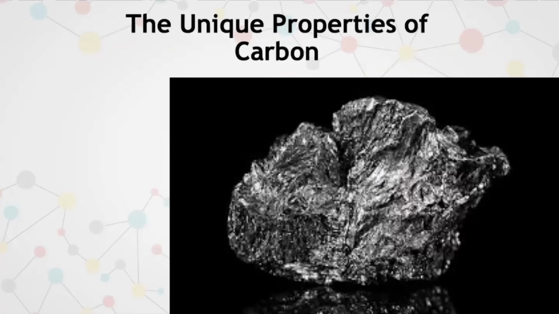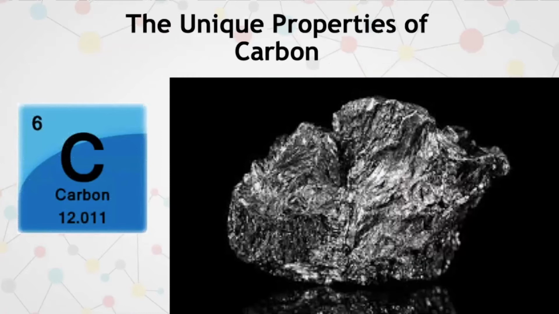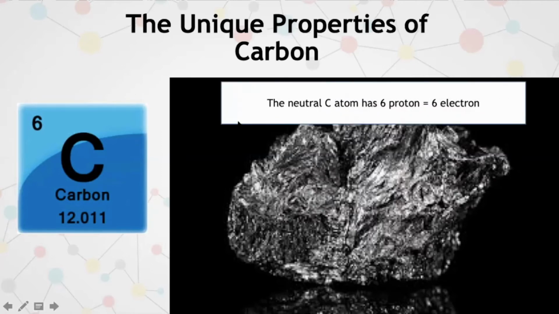Unique properties of carbon. As you can see from the picture, this is a C atom. C atom has the atomic number 6. If the C atom is neutral, so C atom has 6 protons and also has 6 electrons.